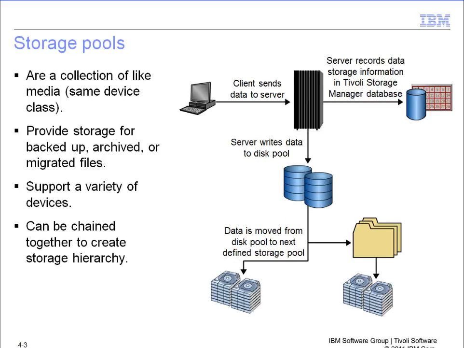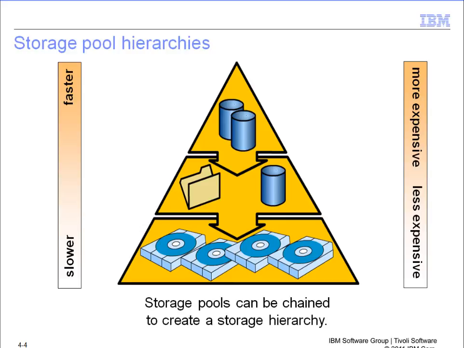Now, one of the benefits of storage pools is you can define the next storage pool in the hierarchy and have data migrate from storage pool to storage pool. The three destination pools that are predefined are backup pool, archive pool, and space management pool. These three destination pools are of the disk device class. They should be on your fastest disk. This is where the copies of your backup data is going to be written. You want to get as much data there as fast as possible.